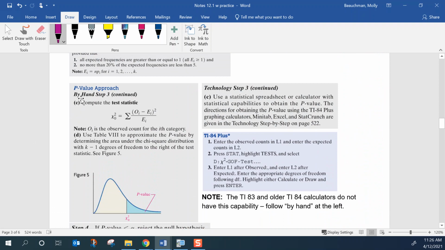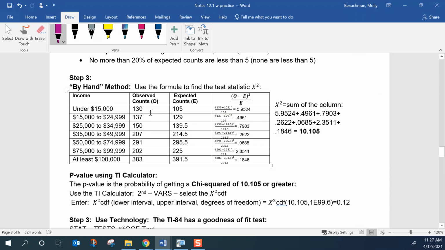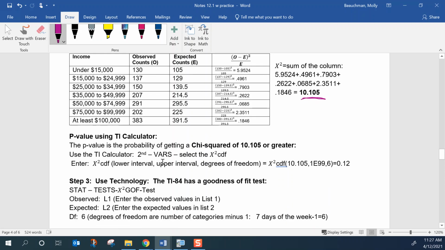So if you're going to do this by hand, we would compute the test statistic. That is, compute the chi-squared statistic. We would take the sum of all of the observed values minus expected, square them, and divide by expected. I'll show you the p-value by hand approach, and then I'll show you how to use technology. Okay? So the by hand approach is we take each of the observed minus expected, square it, divided by expected, and we get a value for each row. Add all of those together, the sum of, and we get a chi-squared statistic of 10.105. Then you would find your p-value, the probability of getting a chi-squared 10.105 or greater.